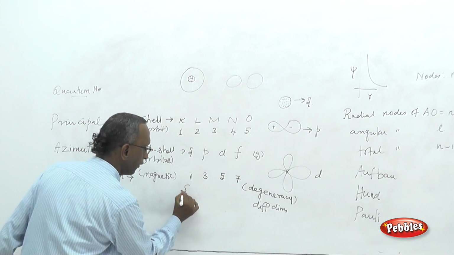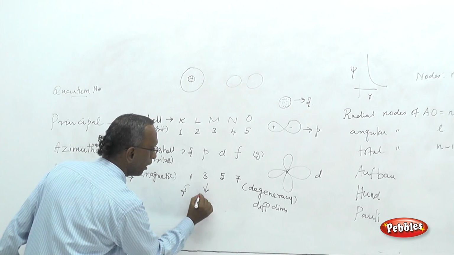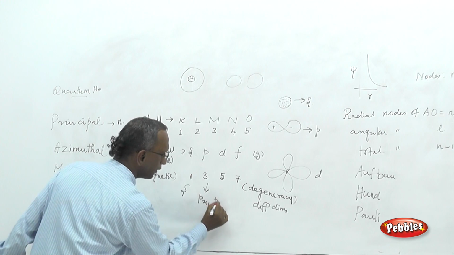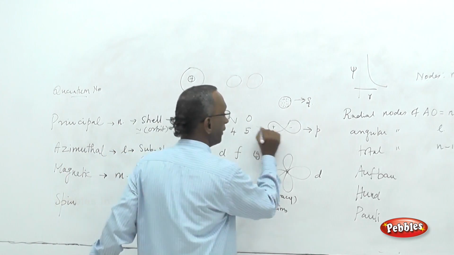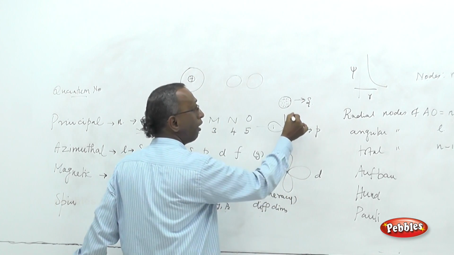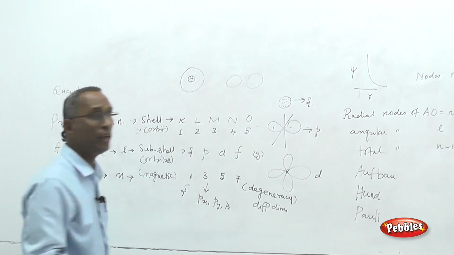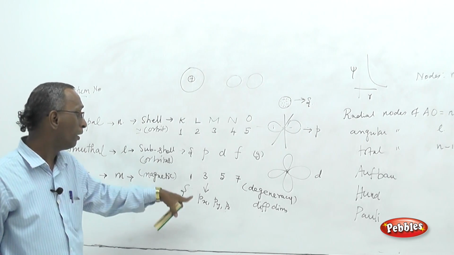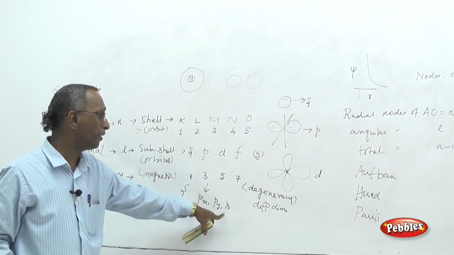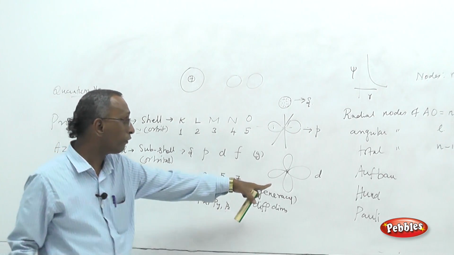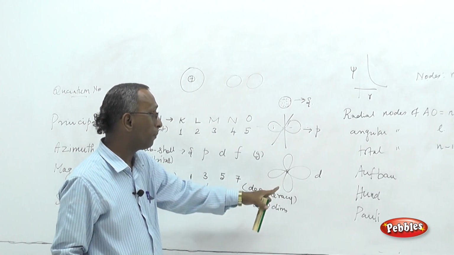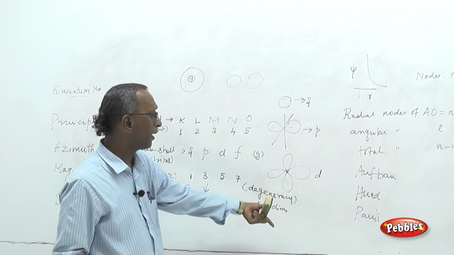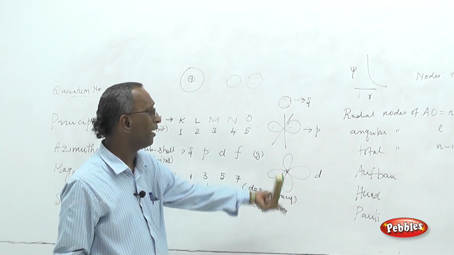So there is only one type of s orbital. The 3 types of p orbital are denoted as px, py, pz: the same structure located along the x-axis, the y-axis and the z-axis. Accordingly, they are called px, py, pz. And there are 5 types of d orbital. How are they oriented? In 5 different directions: xy plane, yz plane, xz plane, z square plane, like that.